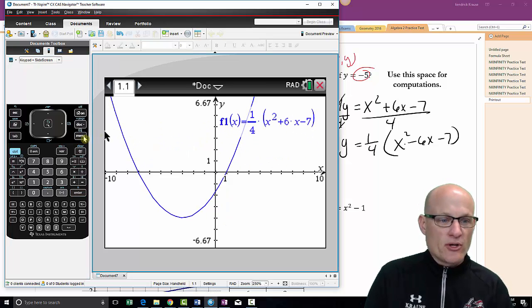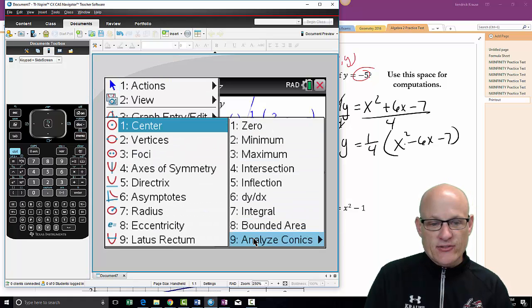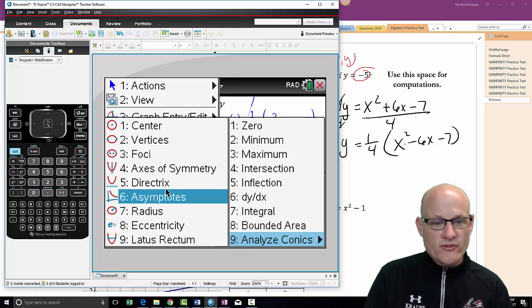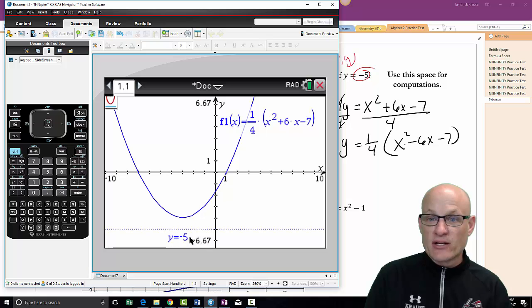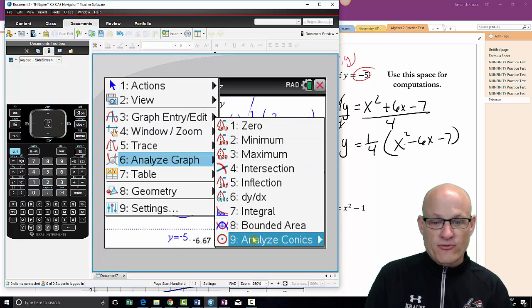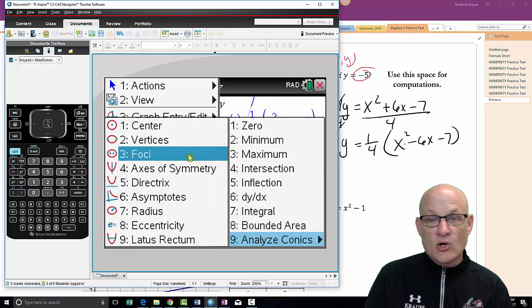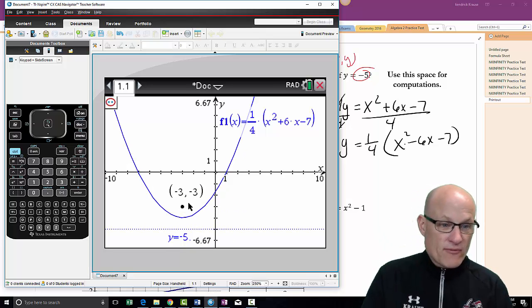But what we can do is go into menu, analyze the graph, and analyze conics. And it says, okay, what's the directrix? Oh, I want to know the directrix of this. Oh, there it is. Y equals -5. Now I want menu, analyze the graph. I want to find the foci, or the focus. There's only one for this one. I click on it. There it is. (-3, -3). You want to find the vertex?